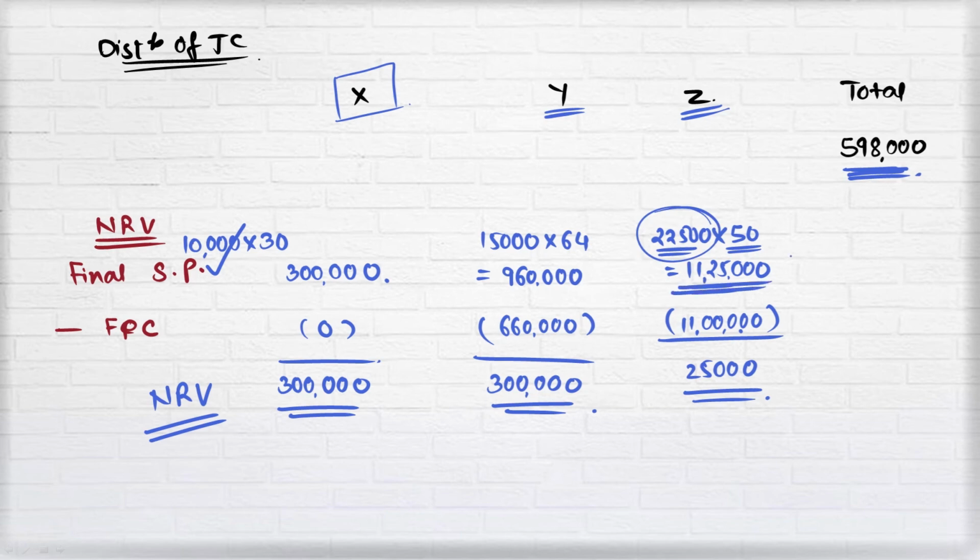This value is for how many units? 22,500. This value is for how many units? You cannot do this. You cannot reduce the total further processing cost of 30,000 units from the sales value of 22,500 units. That's all right. Try to understand how I will allocate the cost. First, concentrate on Z.